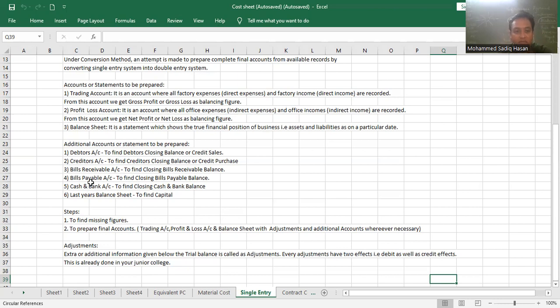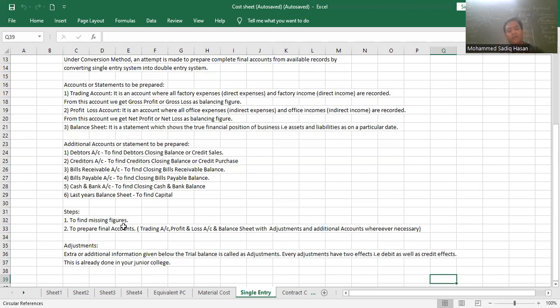The same applies for bills payable also. If any closing balance is not given in the question, and we need to find it out, we need to prepare the bills payable account to get this information. The same applies for cash bank. If any cash bank closing balance is not given, or suppose they have not given you cash purchase or cash sales, then you'll have to open which account? The cash bank account to get this information.